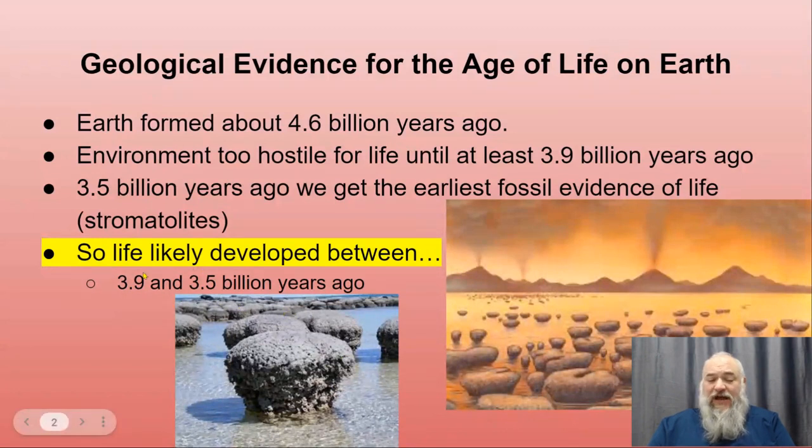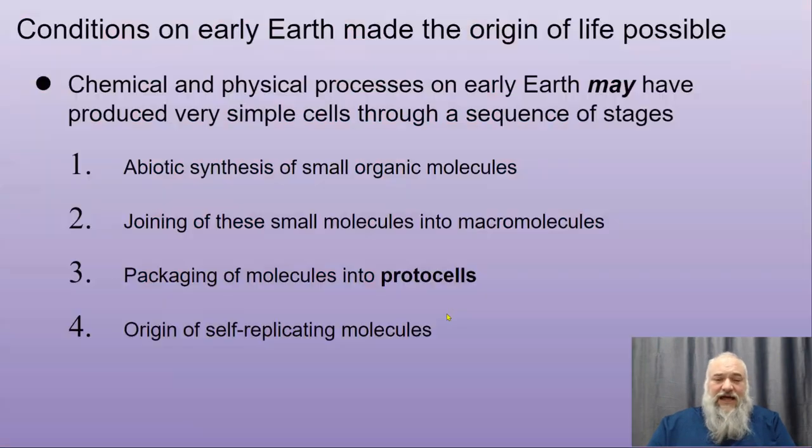It happens somewhere in this range, and when it starts also depends a little bit on what you classify as life. So let's get into that a little bit. The conditions on early Earth must have made the origin of life possible. We know that because life is here. Chemical and physical processes on the Earth may have produced very simple cells through a sequence of stages. And I say may because none of this has been proven beyond doubt yet. Not that everything is ever proven beyond doubt in science, but we're far from it in this particular area.